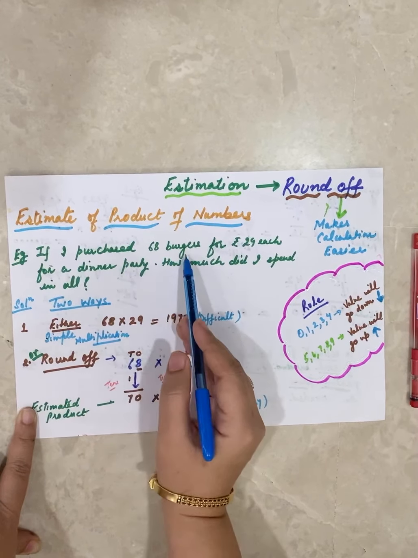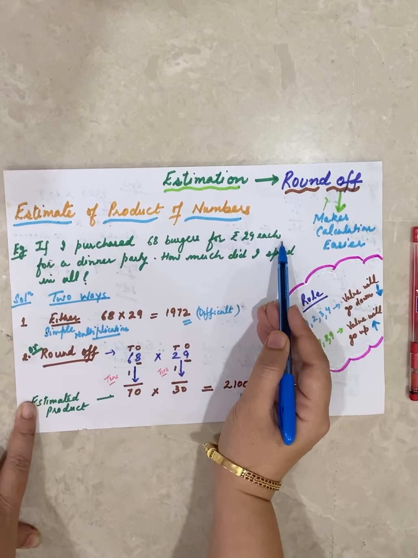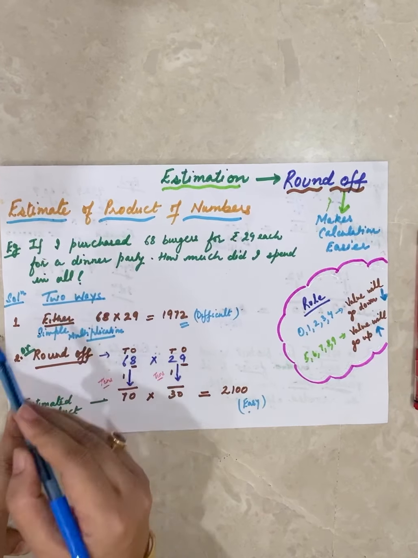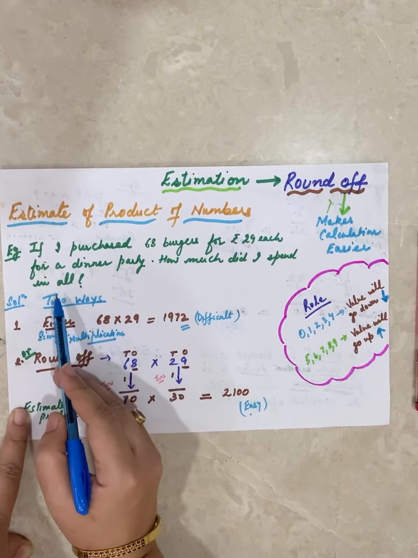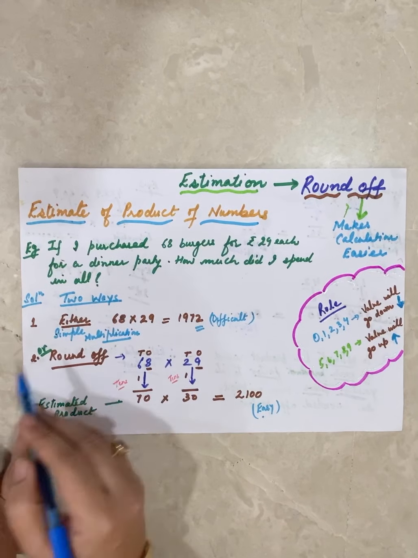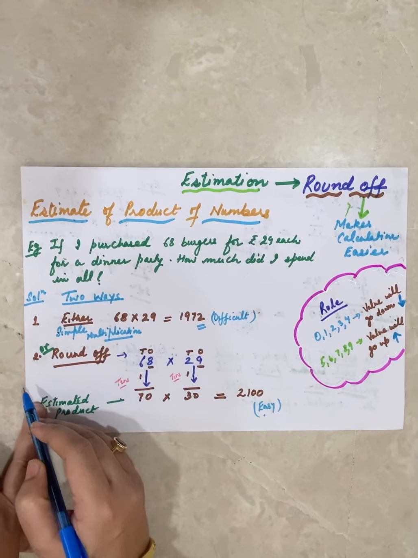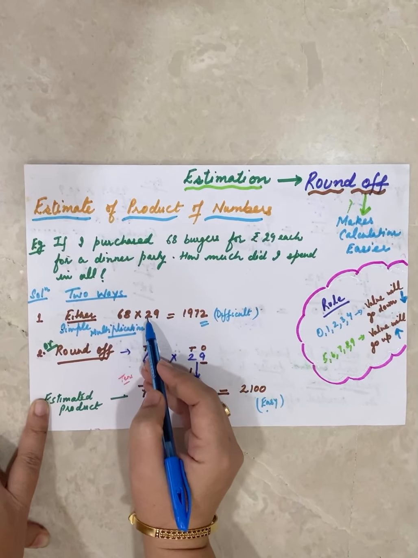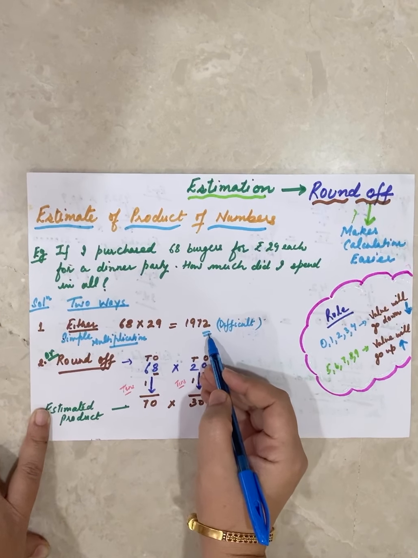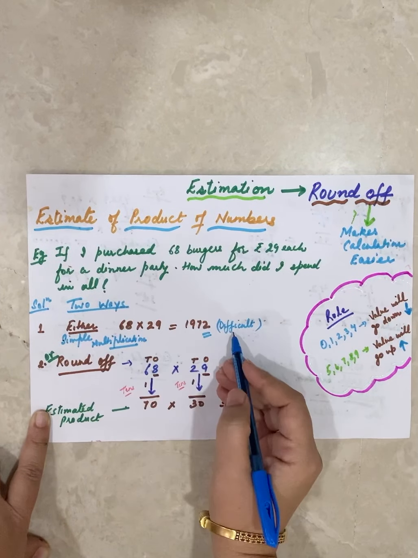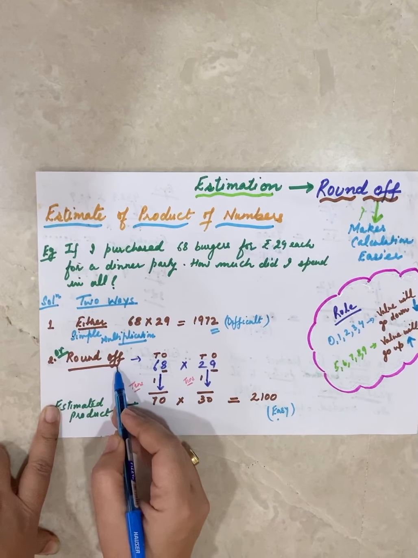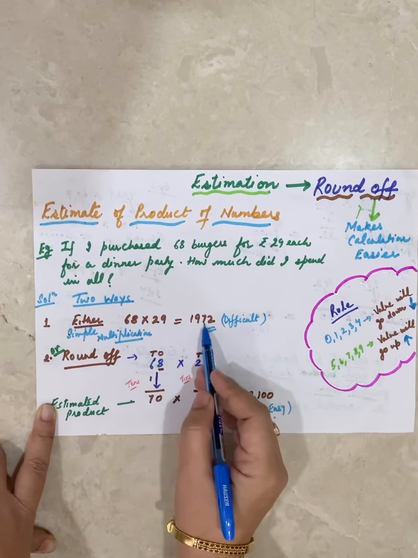If I purchase 68 burgers for rupees 29 each for a dinner party, how much did I spend in all? To find the answer to this problem, there are two ways. First is simple multiplication, where I multiply 68 by 29, which is equal to 1972. Now this is a bit difficult calculation. If I use the concept of round off, I'll make this calculation easier.